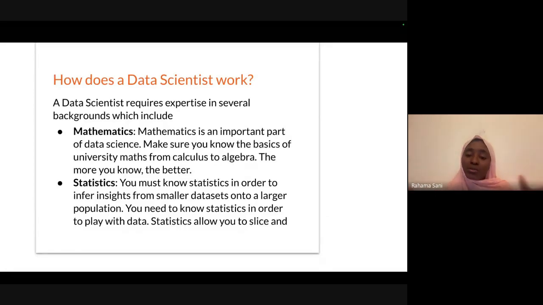But like, it's not possible for you to get data from every single individual in Kaduna. So you have to sample. Sample means you get a smaller part of a larger population, and you use the information from that smaller sample to infer insights onto the larger population.